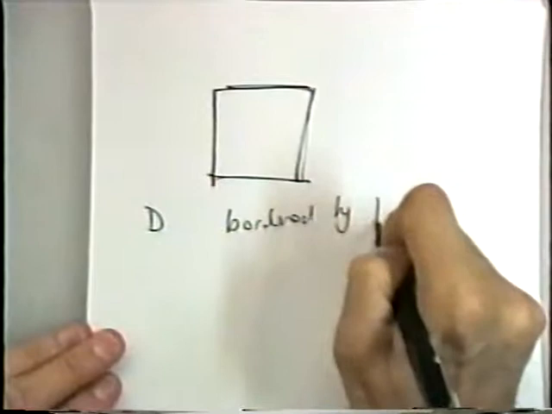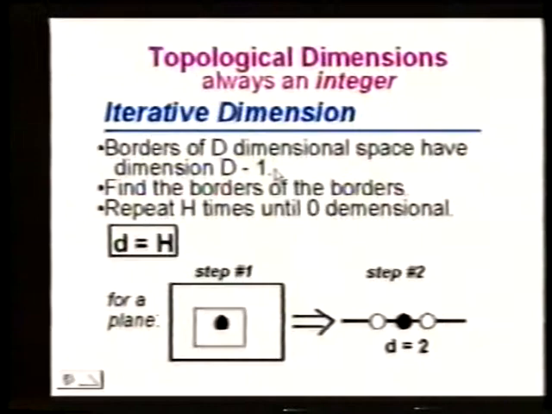So the idea here is that we look at the borders of the space, and then we find the borders of the borders, and then the borders of the borders. And we keep going down until we get a point. And how many times we have to do this tells us what the dimensionality of the space was before we started this iterative process. And that's why this is called the iterative dimension.